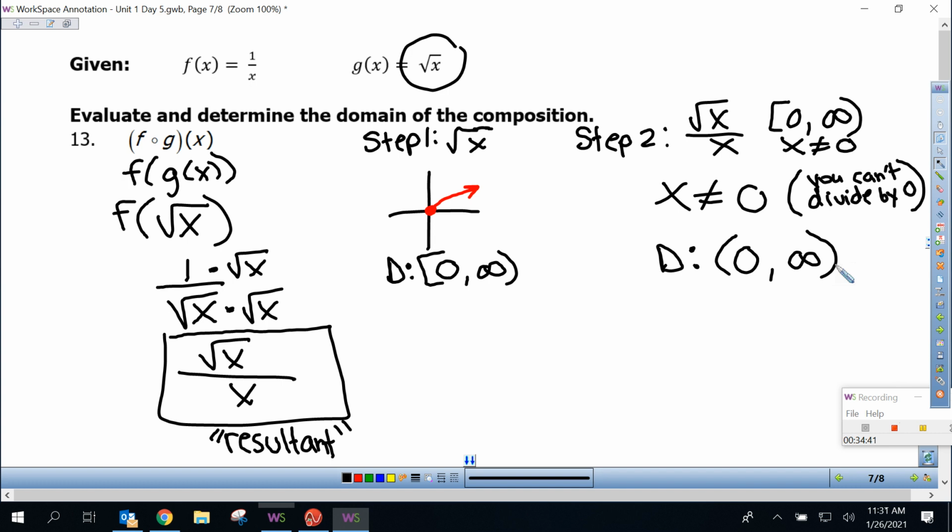And then step 3 is to find the intersection from those two intervals. So what values do we have in common? 0 to infinity. And do I include 0? No, I cannot include 0 because it's not included from step 2.